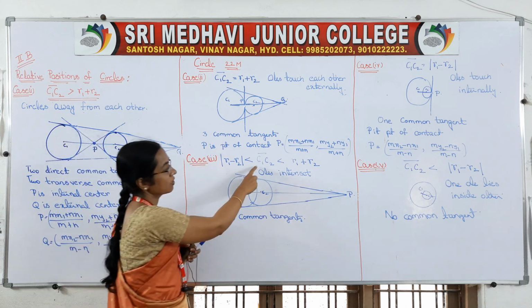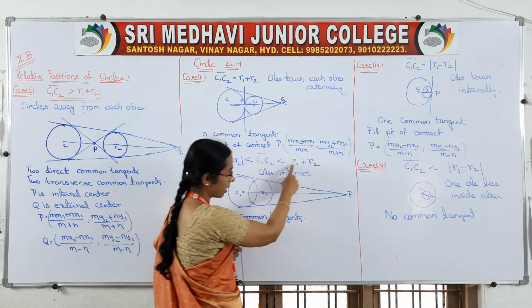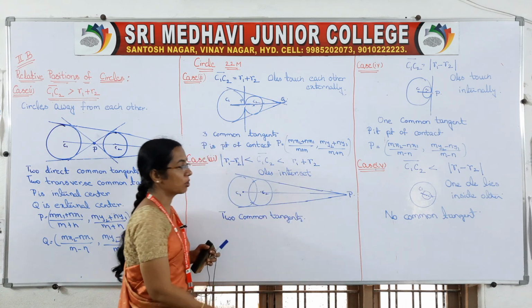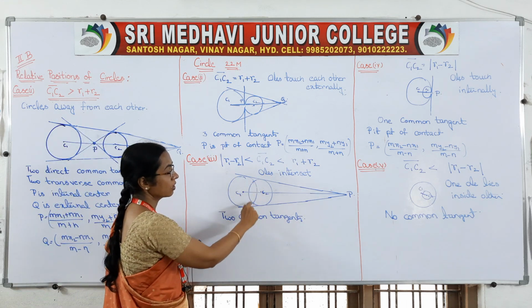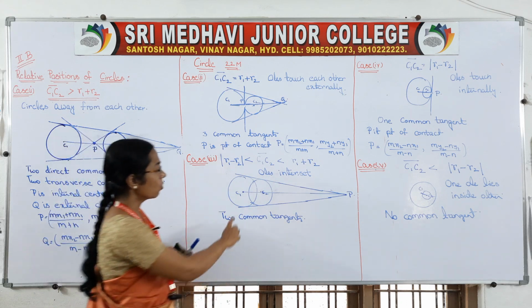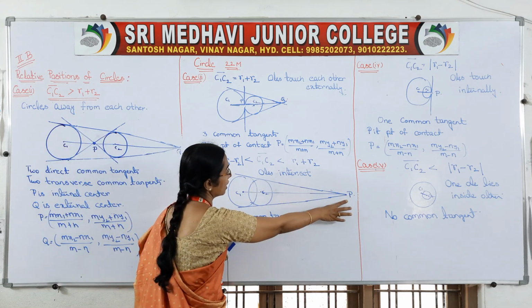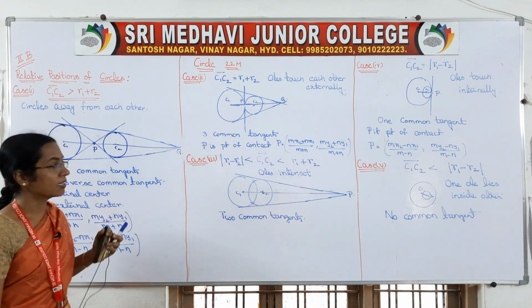Next, come to case 3. Suppose C1C2 is greater than modulus of R1 minus R2 and less than R1 plus R2. The circles intersect at 2 points. So how many common tangents are possible? Only 2 are possible. From outside the point we can draw 2 common tangents.